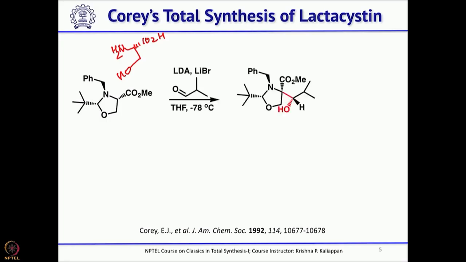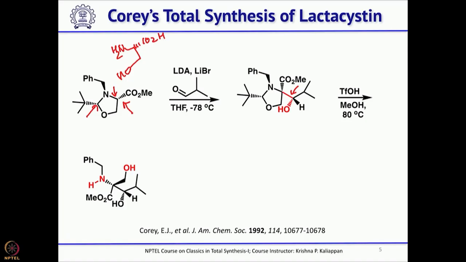You take this compound and treat with LDA. LDA generates an anion here, and you quench with isobutyraldehyde. When you quench with isobutyraldehyde, you can see he has introduced one more chiral center. Already there was one chiral center here, a second chiral center here, so he introduced the third chiral center, which is very, very important. Now you treat with trifluoroacetic acid. The trifluoroacetic acid removes this protecting group, which gives you the corresponding N-benzylated amine with the CH2OH, so you get the amino alcohol.